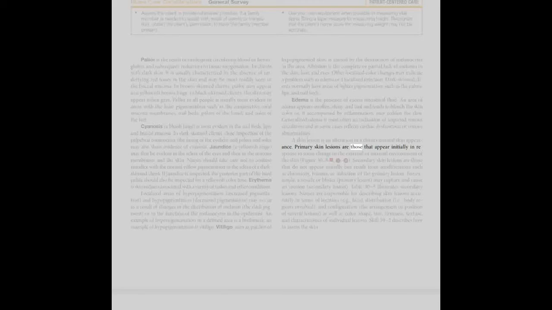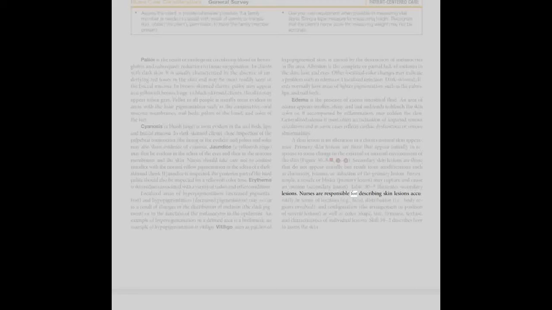Primary skin lesions are those that appear initially in response to some change in the external or internal environment of the skin, Figure 30-8. Secondary skin lesions are those that do not appear initially but result from modifications such as chronicity, trauma, or infection of the primary lesion. For example, a vesicle or blister, a primary lesion, may rupture and cause an erosion, a secondary lesion. Table 30-5 illustrates secondary lesions.